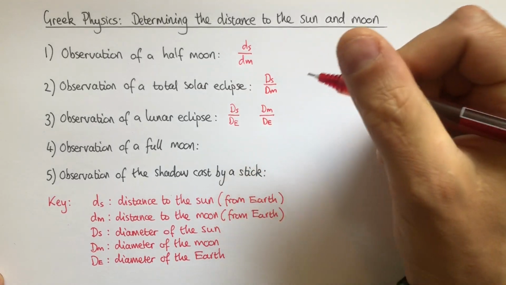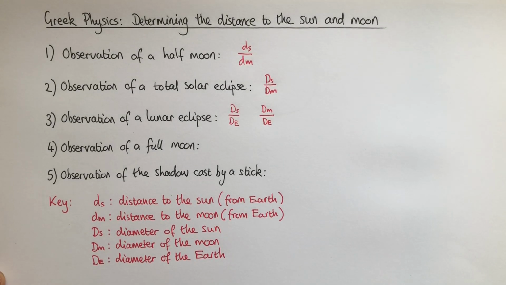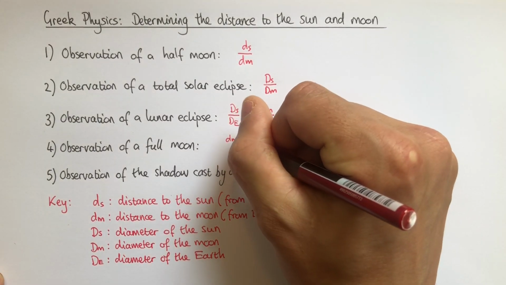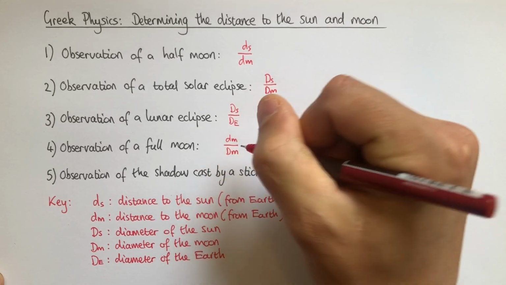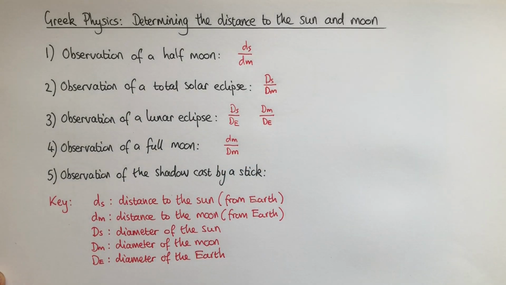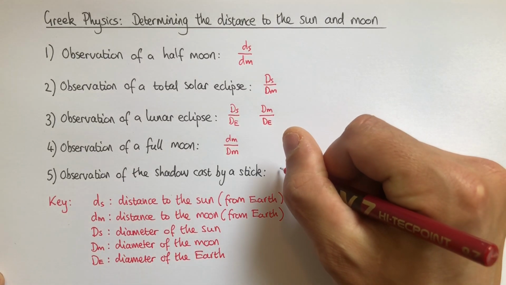Our fourth observation, that of a full moon, allows us to determine the distance of the Moon in terms of the diameter of the Moon. The fifth observation, that of a shadow cast by a stick, was used by Eratosthenes, another ancient Greek, to determine the diameter and circumference of the Earth, and we are going to use his approach to determine the diameter of the Earth in kilometers.